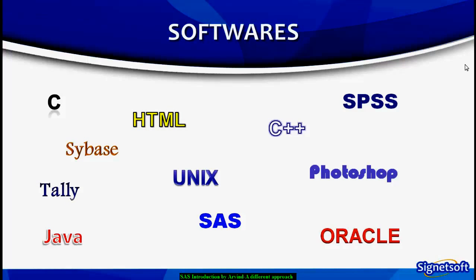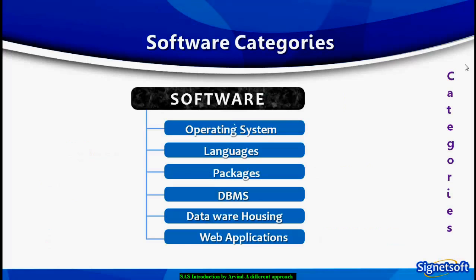Not only these, there are thousands of software out there in the market. C, C++, Unix, Photoshop, SAS, Oracle, like that. There are so many software, but all these are not of the same category. There are different kinds of software, different categories, and as per the categories, even SAS comes under one particular category. So let us see what categories we have and which category SAS comes under.